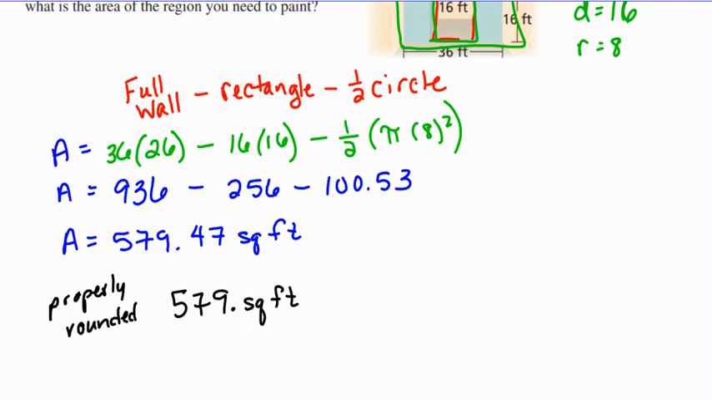If I'm actually going to go to Lowe's or Home Depot or someplace and buy paint, to buy paint, always round up. Always round up. So I'm going to round this up to the next whole square foot and call this 580 square feet. Okay, so in your book, I would say to properly round it, put into your answer 579. But in real life, if you're going to go to a store and buy some paint, round it up to 580.